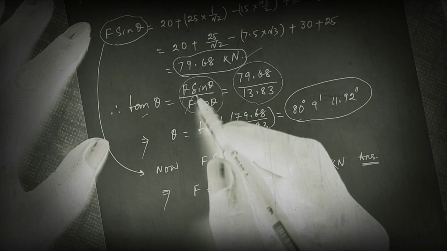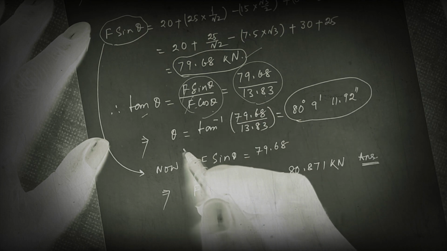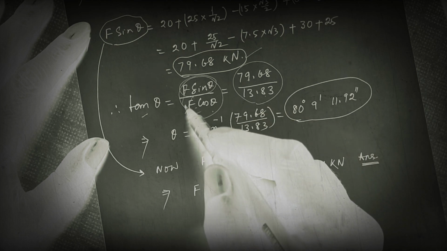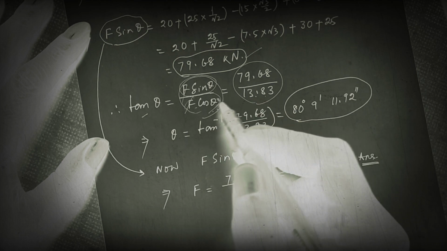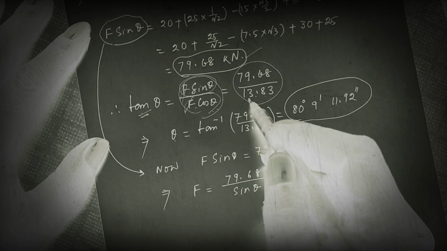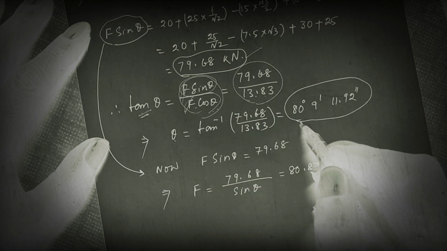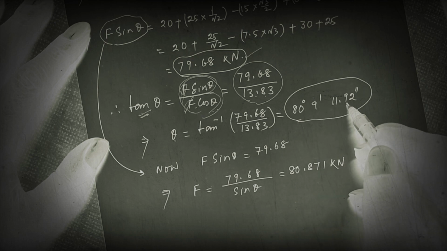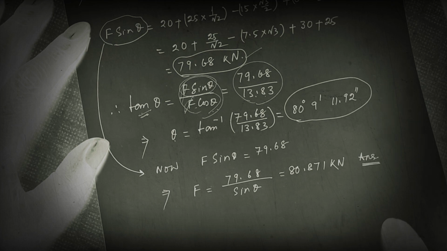So putting the value of F sin theta and F cos theta, right? Don't cancel, put the value. Put the value of F sin theta, put the value of F cos theta. I cancelled to show you that it is tan theta. So theta is equal to tan inverse of this. Put it in a scientific calculator. This comes out to be 80 degrees, 9 minutes of arc, 11.92 seconds of arc.